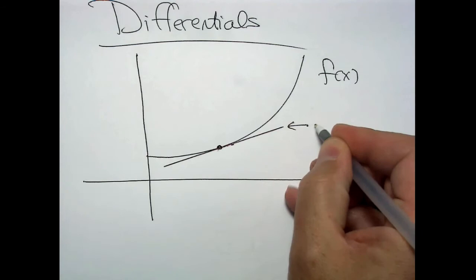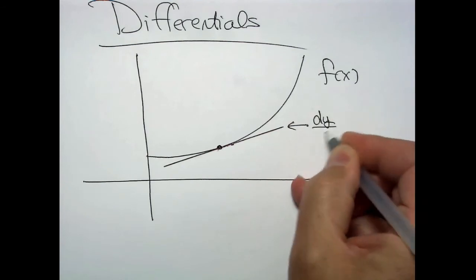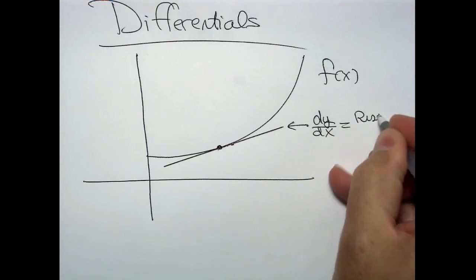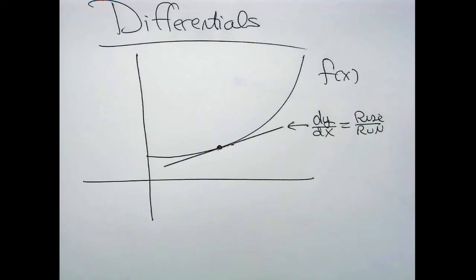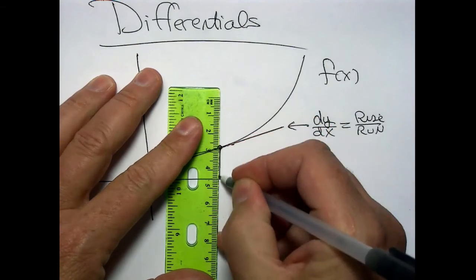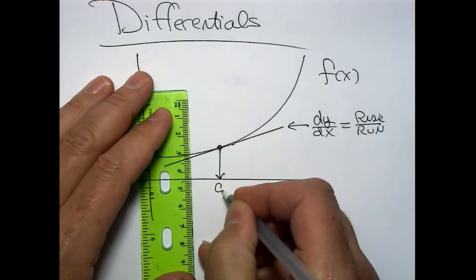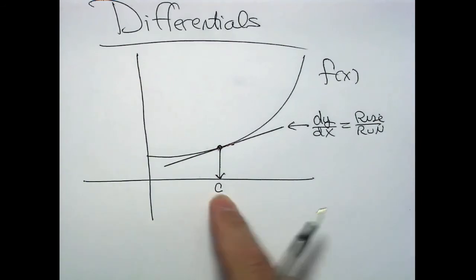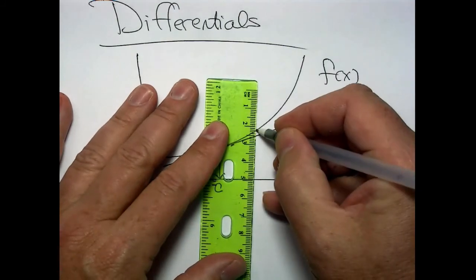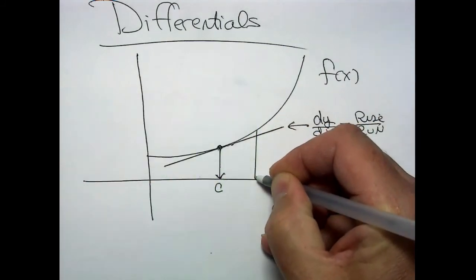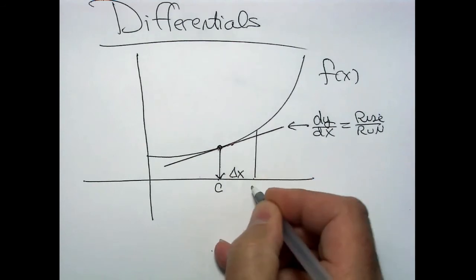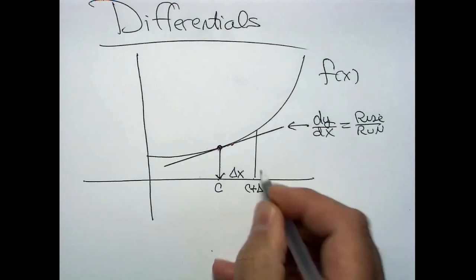Now, the slope of this tangent line is represented by dy over dx. And isn't that interesting that it looks like a fraction? That's rise over run. That will play a role in just a little bit. But if I were to go down here and point to this x value and call that c, and then I strayed from this point. Now, we don't want to stray too far, maybe this far. The distance from this point in x to that point in x we will refer to as delta x. So this will be c plus delta x. We've done that before.